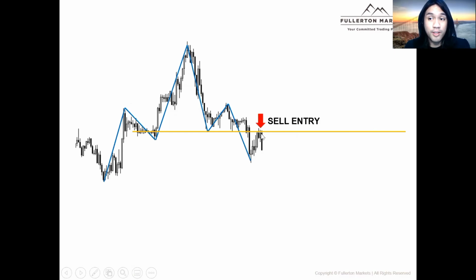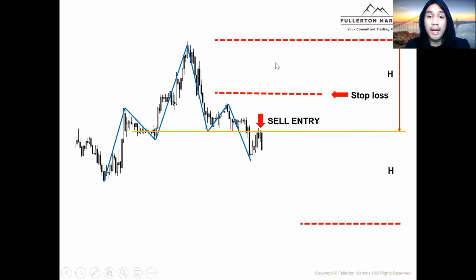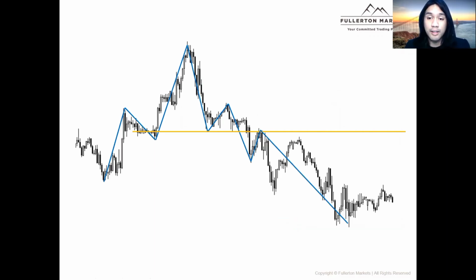So this is where we should be selling. Stop loss just above the right shoulder. And our take profit is the same height from the top of the head to the neckline, and that is the same distance we are going to put in for our take profit. That is our target. Now let's see if this actually continues. And yes, it does, my friends.